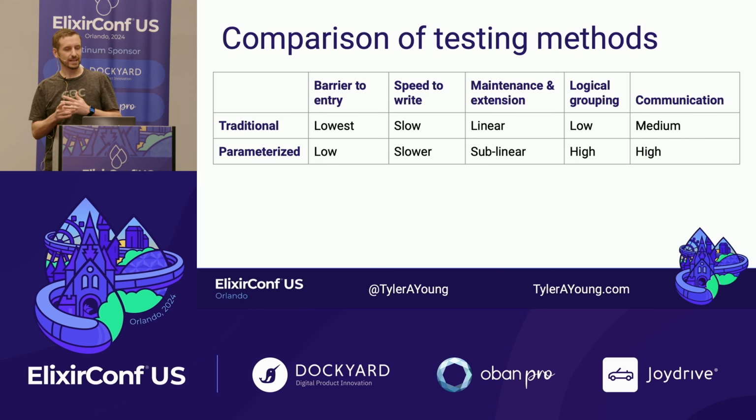Parameterized tests have a low barrier to entry, but not none, right? You have to either learn the Elixir 1.18 feature or install a library. They're slower to write just because you've got more test cases to handle, more situations to think about. But the maintenance and extension of them is sublinear. You've got one place to edit your test rather than many. And thus you also get high logical grouping, and I would argue it communicates much better.